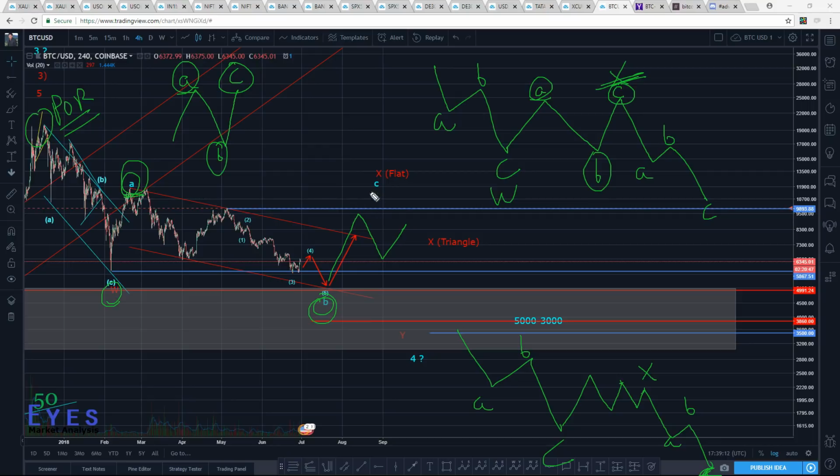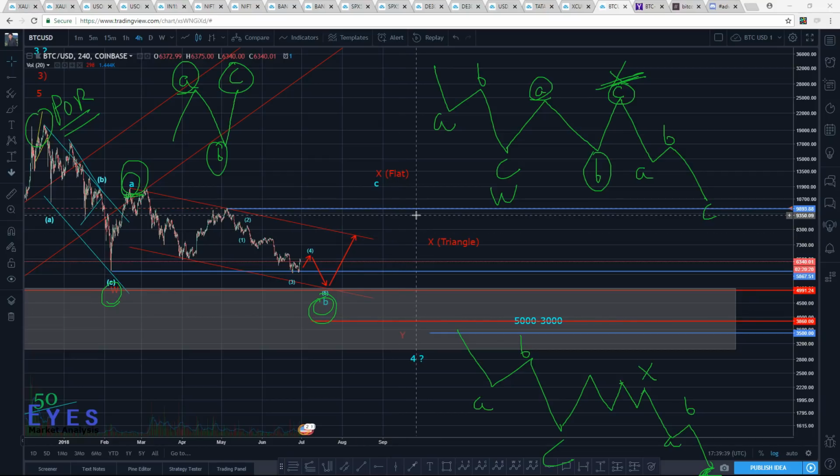Once the flat is complete over here, or the triangle is complete somewhere over here, we should see a leg down from here, and if this was a triangle we should see a leg down from here. So basically the theme remains the same, that after this corrective structure is complete at this point or this point, we should see a down move. Now that's something we'll discuss now. We'll look at the rough structures or rough targets for this down leg.